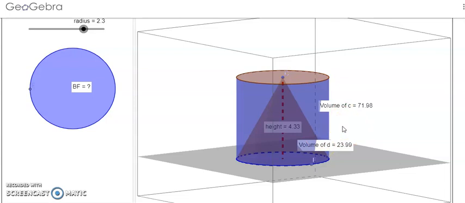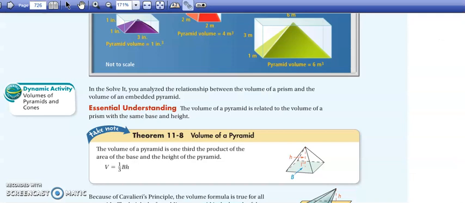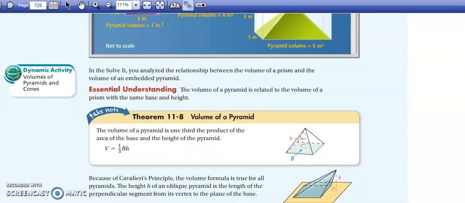If we divide 71.98 by the volume of the cone, we have to get a number that is around 3, because decimals are lost here. That is the relation. If we divide 19.59 by 6.53, it will be about 3, because the volume of the cone is 1/3 of this one. That is the only thing that you have to remember. You don't have to memorize a formula.